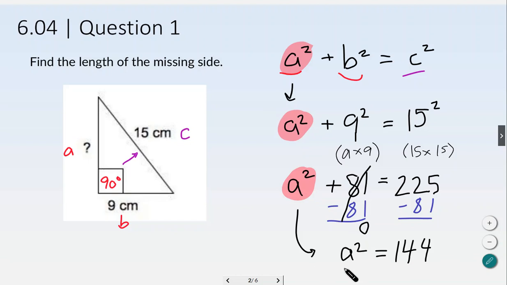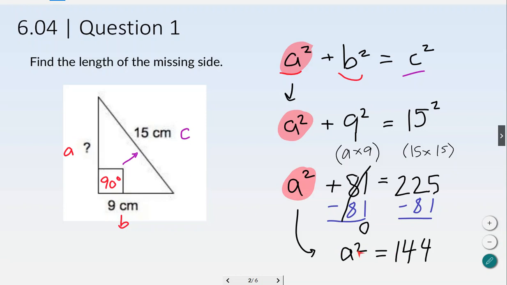That doesn't mean that a equals 144. Obviously, if you look at just the number sense of this, if this side is 15, if this side is 9, there's no way this side could be 144. That just doesn't make sense. So how do I do this?